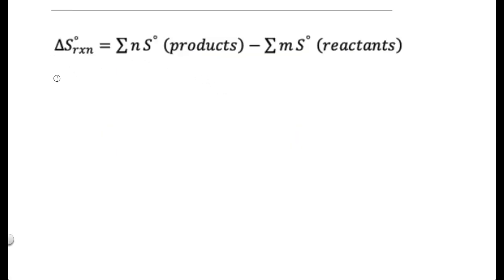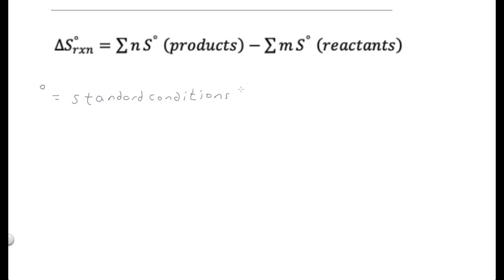Okay, so let's see. What would you say this symbol stands for? The change of entropy in the reaction. Good. Now, we haven't talked about this little circle before. What does the little circle mean? That little circle means standard conditions. When you see the little circle, it means standard conditions.